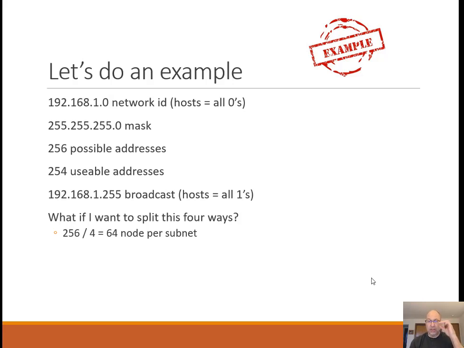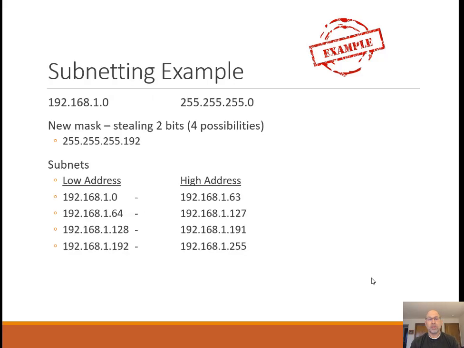Now, the simple way to divide this up, let's say we wanted to do 4 subnets. That means that we divide up the space by 4 and we create 64 nodes per subnet, or 62 usable. So there's our classful address space. The new mask, creating 4 possibilities, requires that we steal 2 bits, because there are 4 possibilities in 2 bits. And so our new subnets and our new broadcast addresses would be there. So there's our breaking up of the address space, our 4 subnets. Each one has 64 possible addresses: 0 to 63 in the first case, 64 to 127, 128 to 191, and of course 192 to 255.